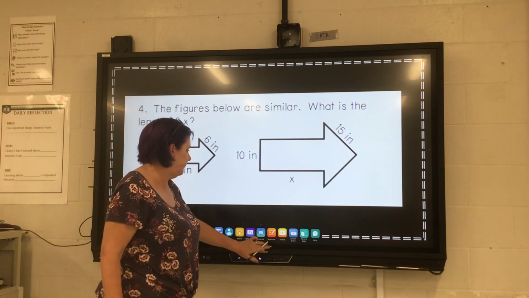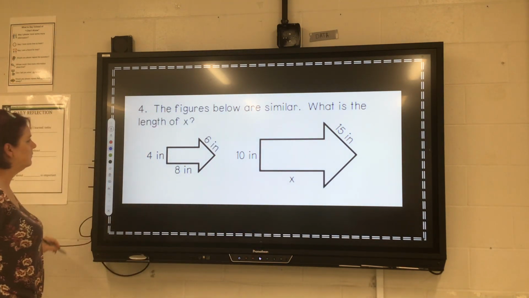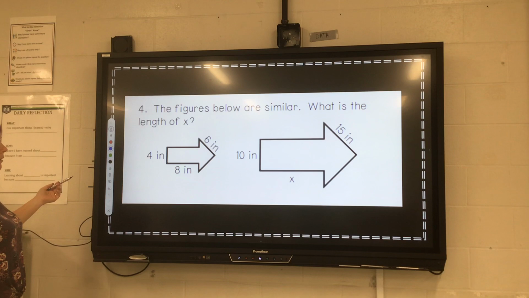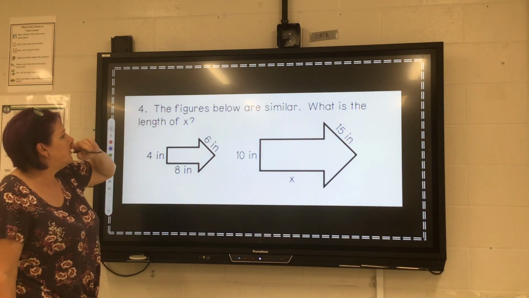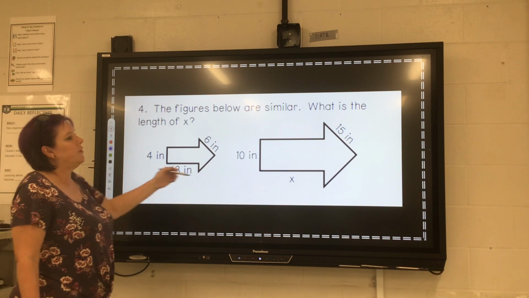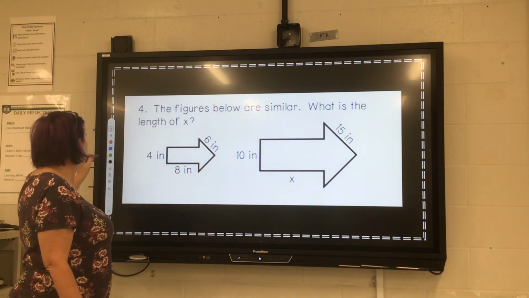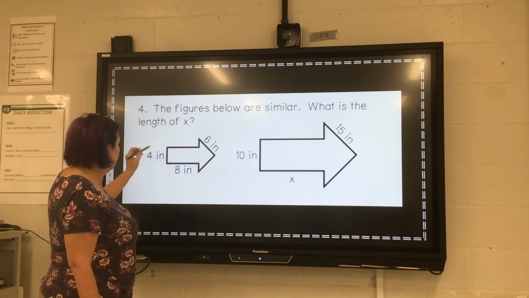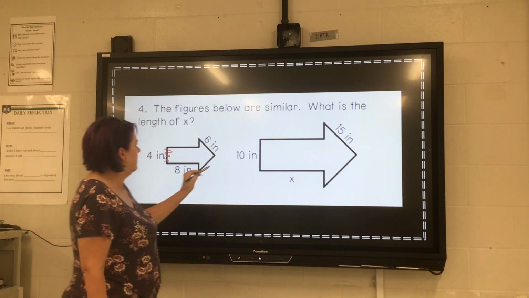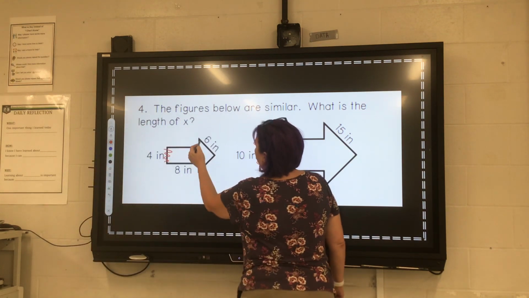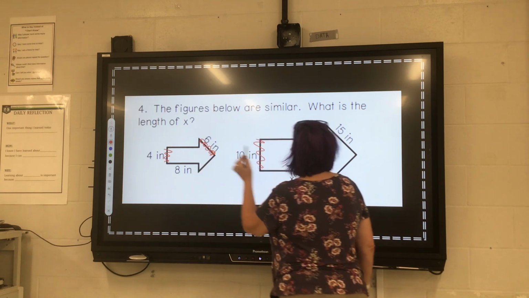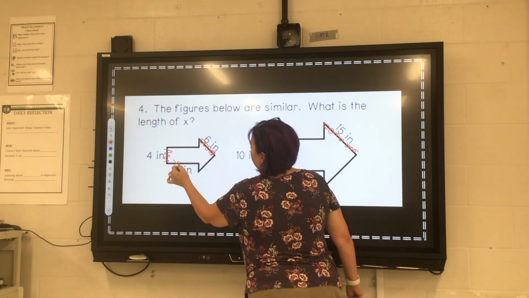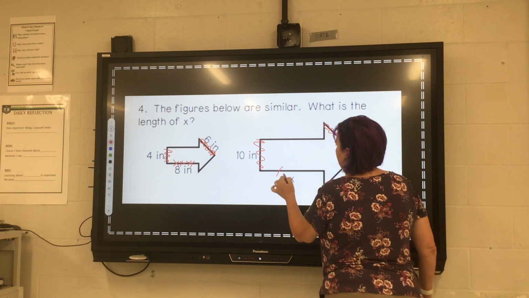Last example. This one has more numbers than what we need, so we only need 3 numbers, really. The figures below are similar. What is the length of x? Notice that there's no letters in this one, so what we're going to do is once again color code everything or mark everything. So we're going to do zigzag here, zigzag here, circles here. So that puts my circles here, and my X's here, and my X's here.